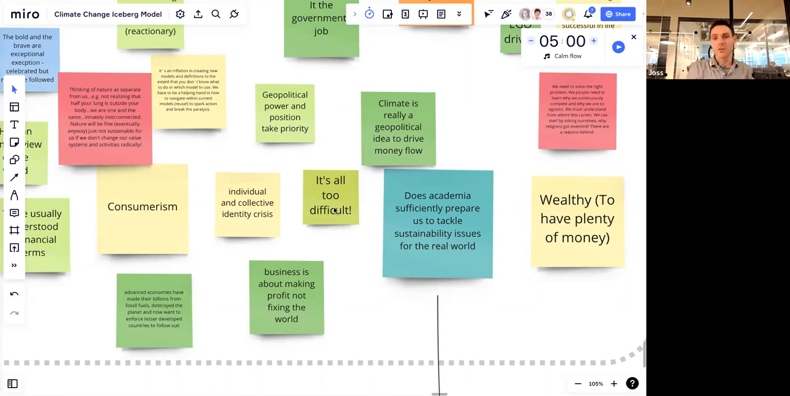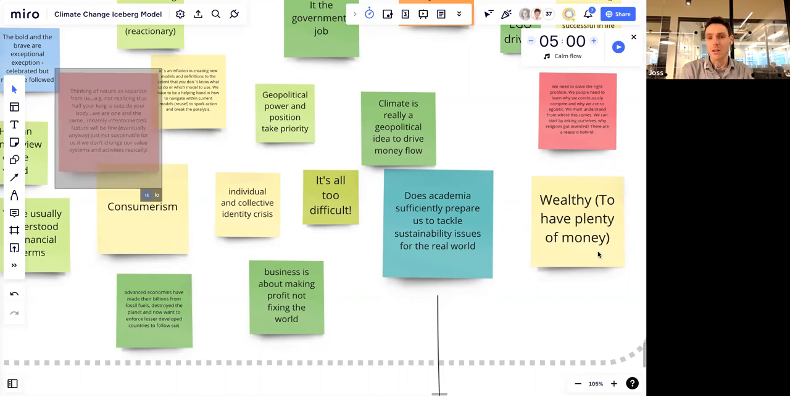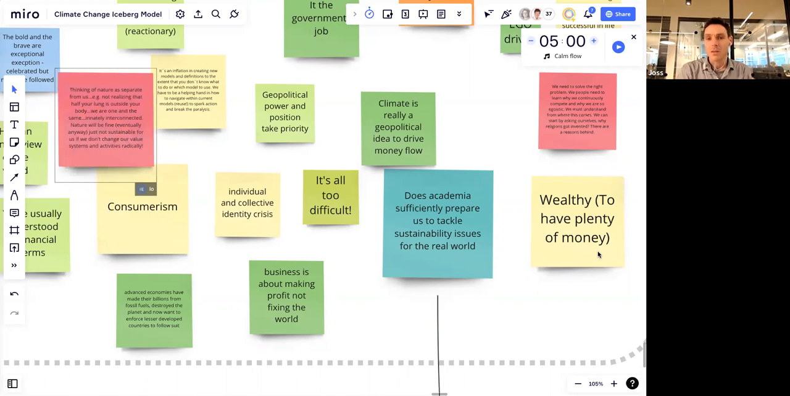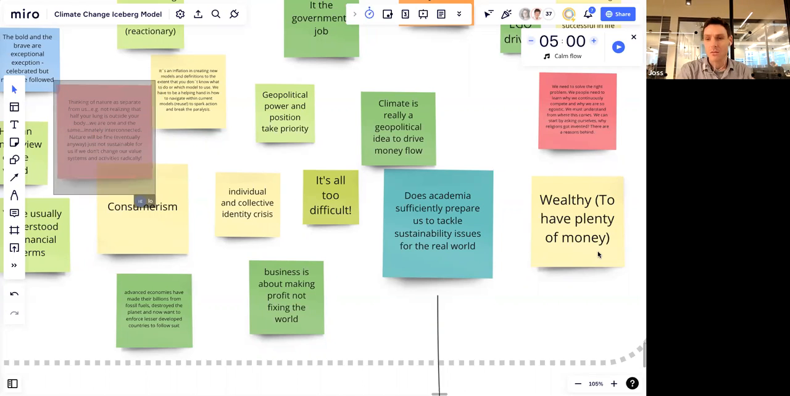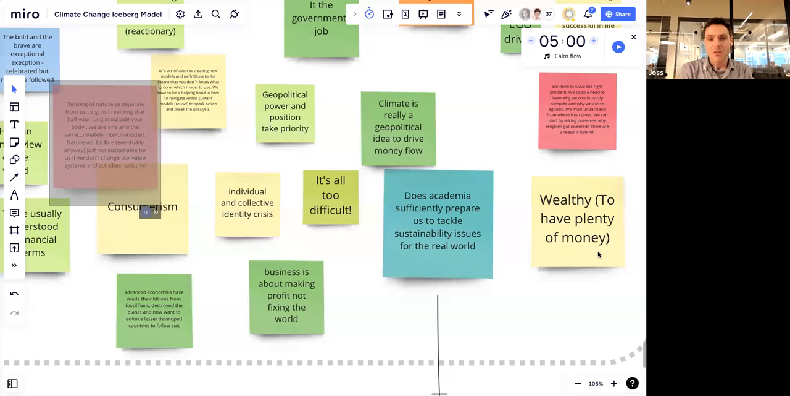It's all too difficult. Yeah, that is one. As we started researching this issue and the mental models and narratives around climate change in society, that's one that you come up against. People just feel it's overwhelming, it's too complex, they can't deal with it. They can't deal with the complexity of the issue. Difficult and collective, individual and collective identity crisis.